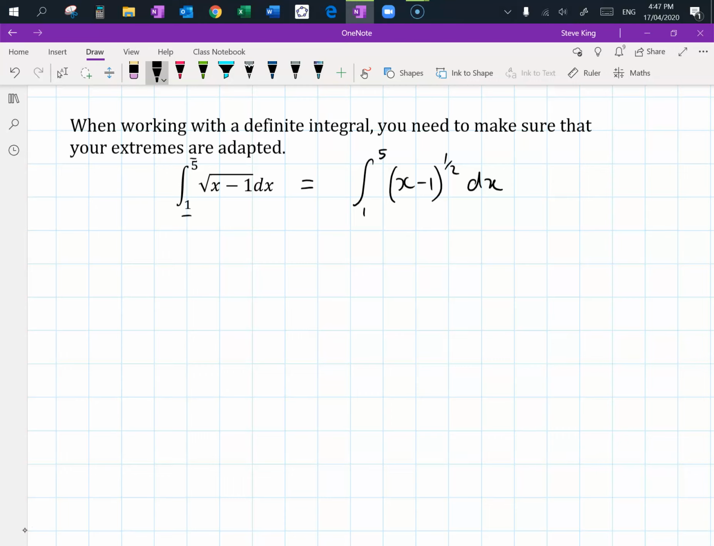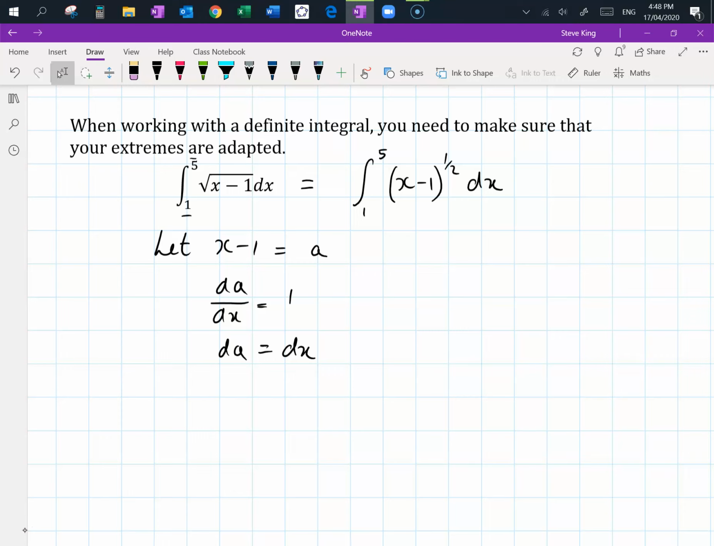And I'm going to substitute. I'm going to say let x minus 1 equal a. That's all good and well. That means that dA/dx is simply going to equal 1. In other words, dA is going to equal dx. That's simple enough.